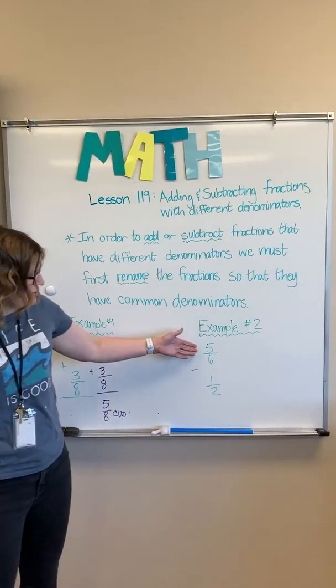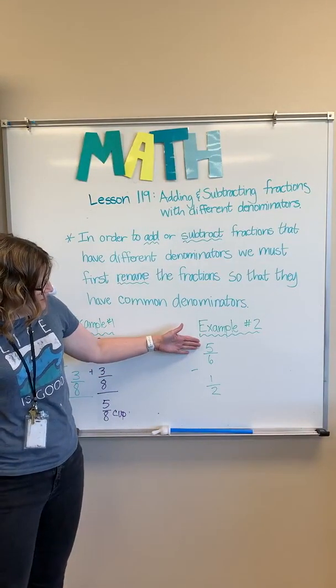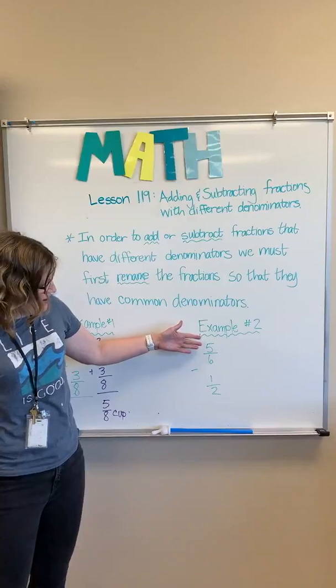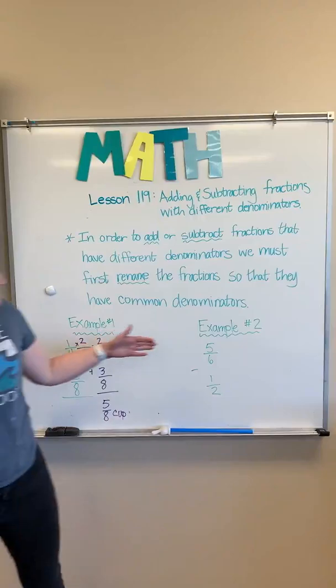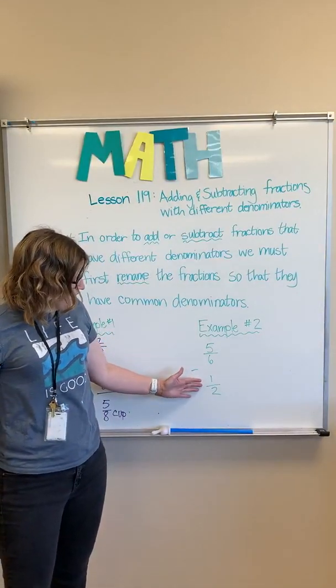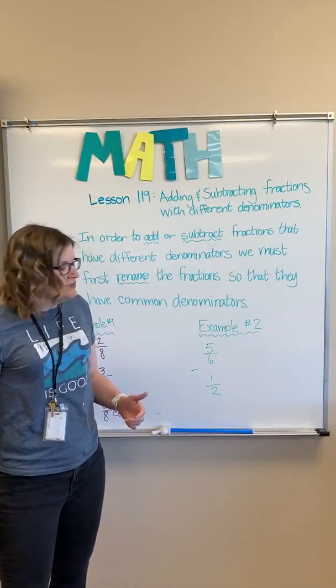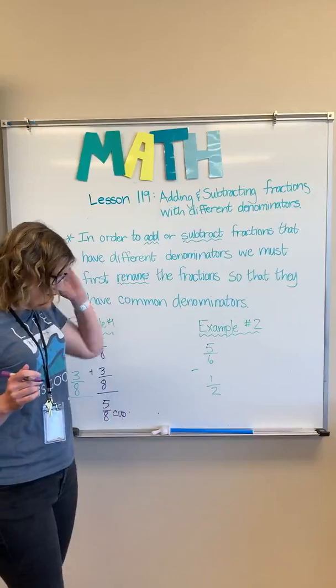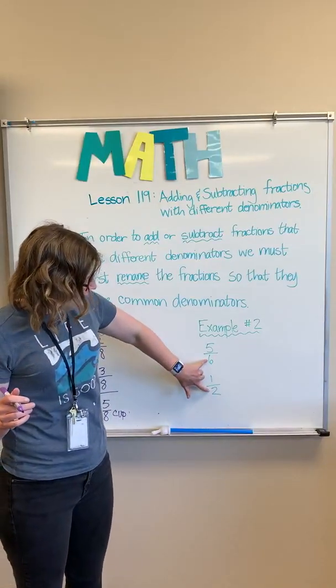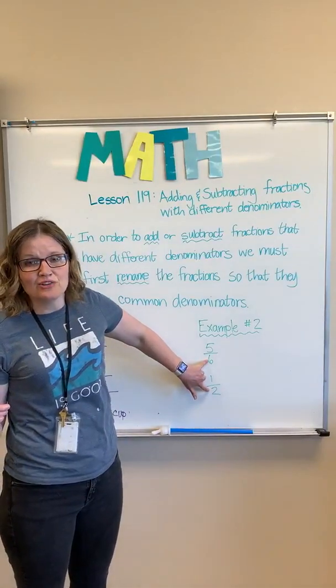Our next example is 5/6 of an hour subtracted by a half an hour. And we are looking at this and I go, uh-oh, 6 and 2, these are not the same denominators.